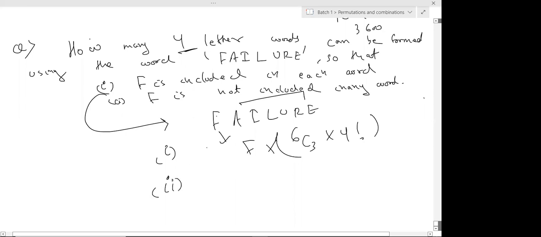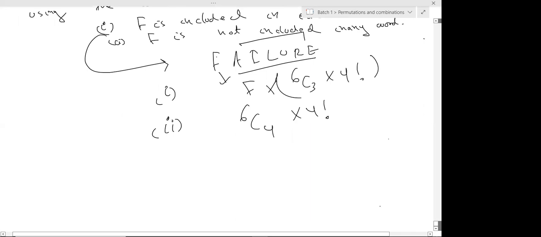In the second part, F is not included. So we have 6 letters and 4 to choose. So 6C4 into 4 factorial. This is the answer C. Is it clear, everyone? Shabya, Gautam, Ashma? All right.